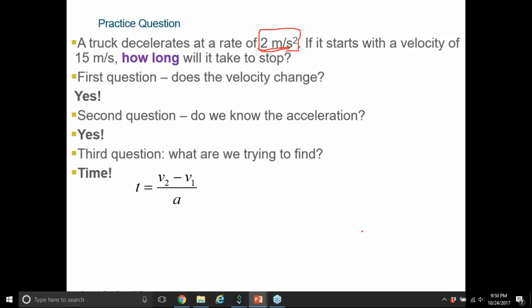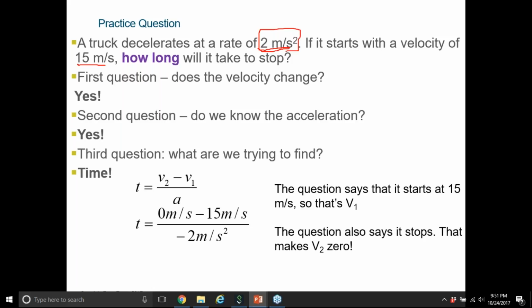So now we have to actually solve our problem. So we put in our numbers. I'm seeing a problem here. We've got velocity 2, the ending velocity, minus velocity 1, the starting velocity. It tells us it starts with a velocity of 15 meters per second, but I don't see another number there. How do we know about the ending velocity? Well, it starts at 15 meters per second, but the question also says it stops. How long will it take to stop? So our ending velocity is actually 0.